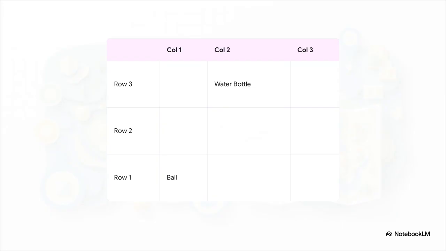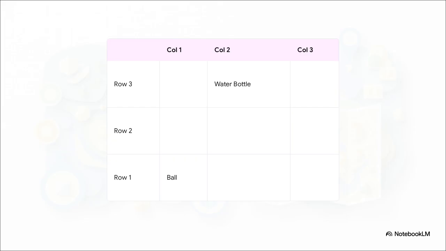Imagine we're getting clues to place objects. The first clue is, draw the ball at the bottom left corner in the first row and first column. Okay, so we look at the horizontal row 1 down at the bottom, follow it over to vertical column 1 on the far left, and there is our ball.